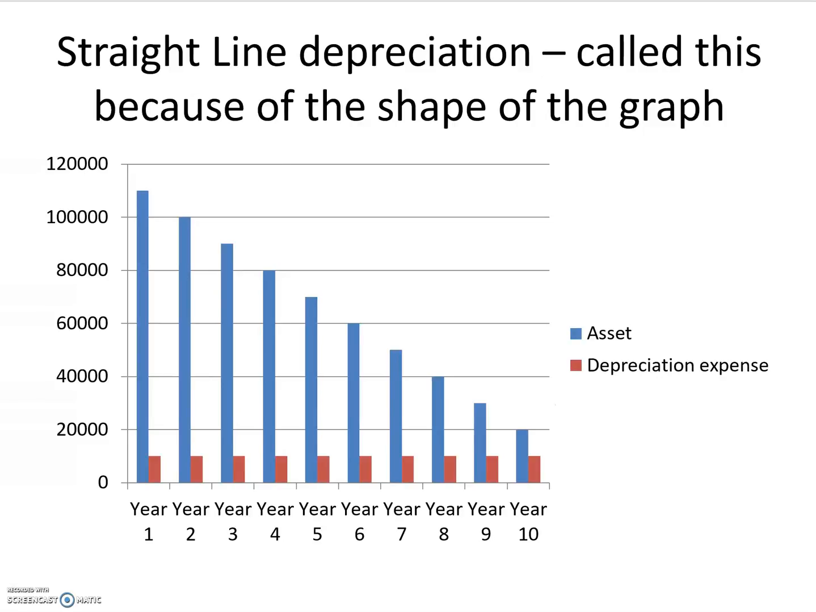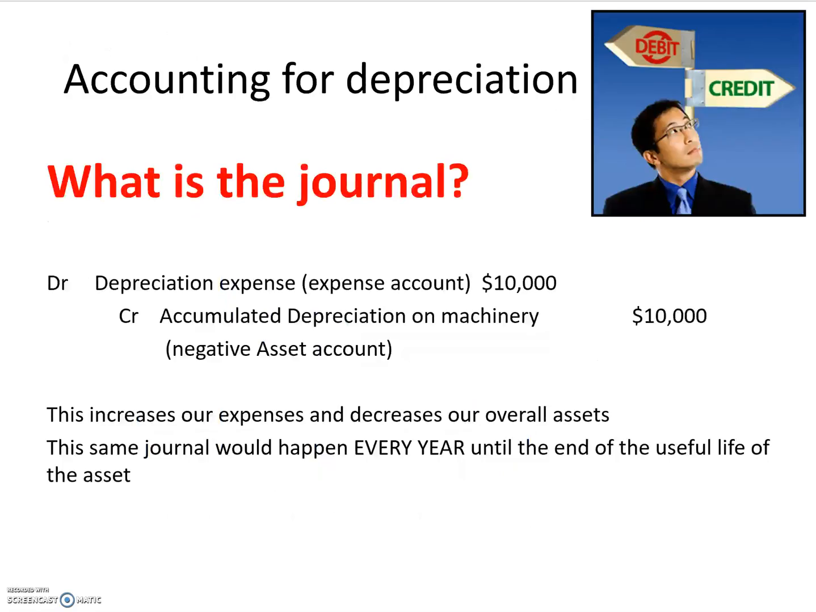Okay, so it's called straight line because what it does is it creates a straight line graph. So we can see here the blue bars are the asset value. You can see it's going down by the same amount every year. And the red amounts across the bottom are the depreciation expense. And that is also creating a straight line if you look at the top of it. And it's going across by the same amount every year. So that's literally why it's called straight line.